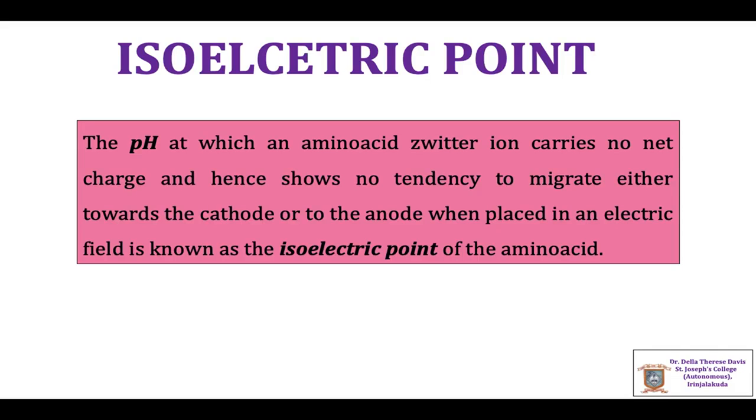The isoelectric points of neutral amino acids will be close to 7. That of the acidic amino acids will be less than 7. It will be around 2 and 3. And for basic amino acids, the isoelectric point will be above 7.